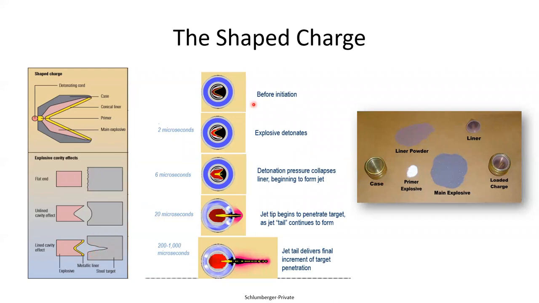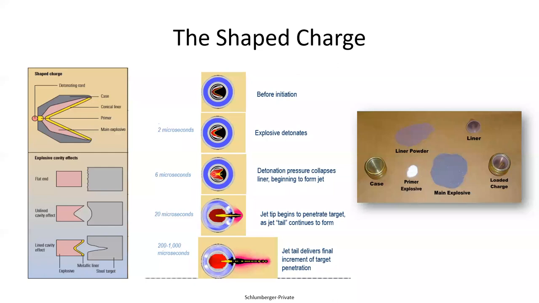Now, perforating is a very, very fast process. We are speaking here in the matter of microseconds. So this is the charge before it starts the perforation process, before initiation. At 2 microseconds, we already have the explosive detonating. At 6 microseconds, if you see this part in yellow, this is actually the conical liner.